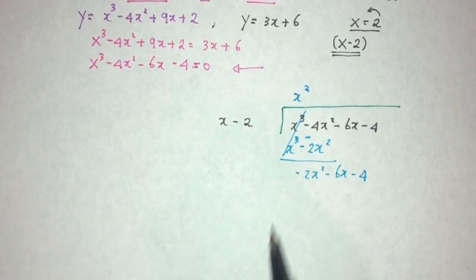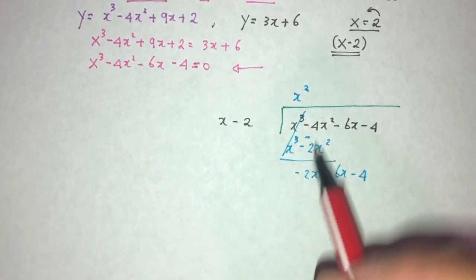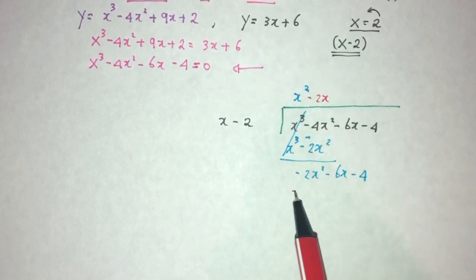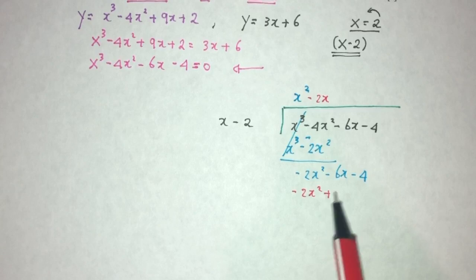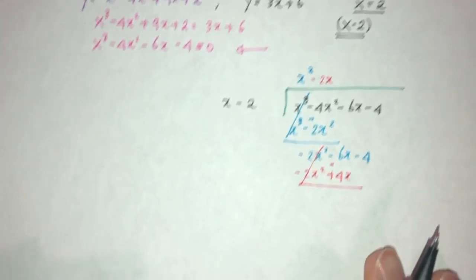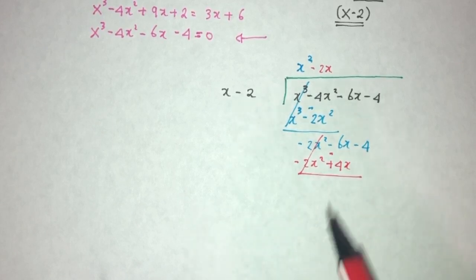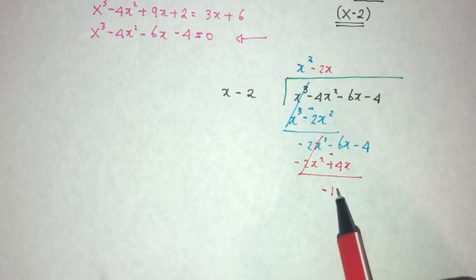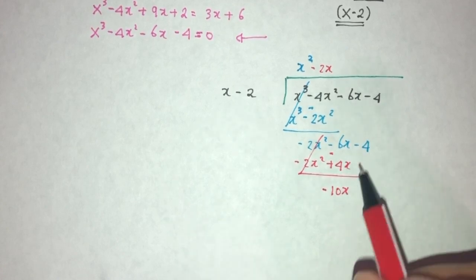Now finally, how would you make x become minus 2x squared? So minus 2 first times x. Now this whole thing times this, you will have minus 2x squared plus 4x. This will go away. Now minus 6 minus 4 is minus 10x. And this will be minus 4 over here.